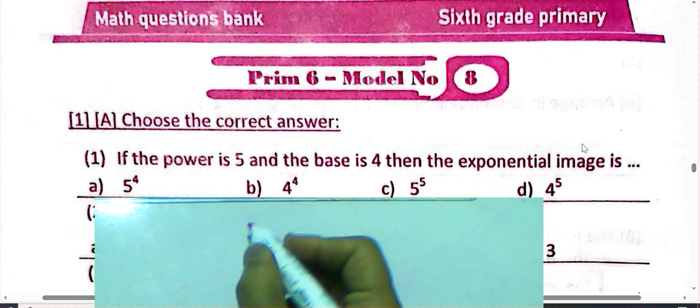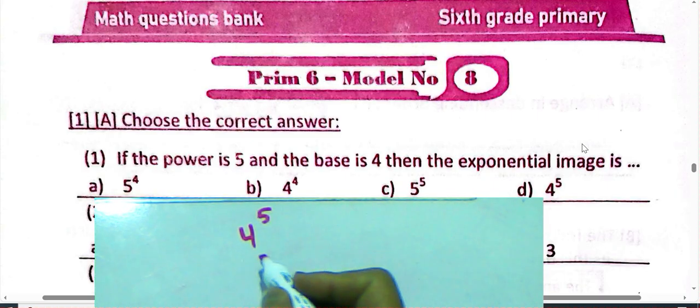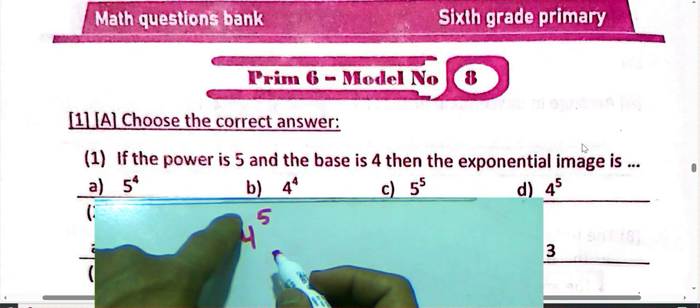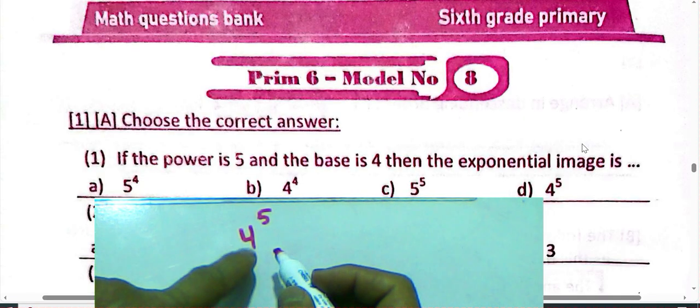If the power is 5 and the base is 4, the exponential image is: we have 5 in the base or 4 in the base and power 5. The result will be 4 power 5. 4 lies in the base and 5 in the power. We call it the exponential image, 4 power 5. Next question.